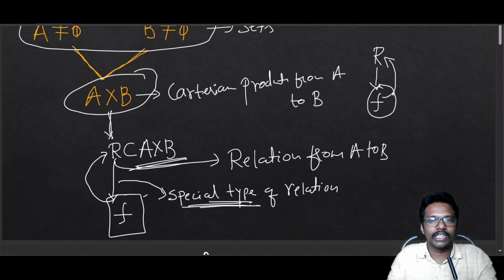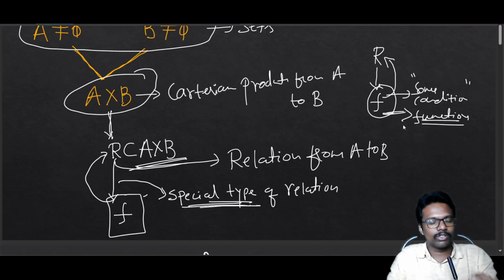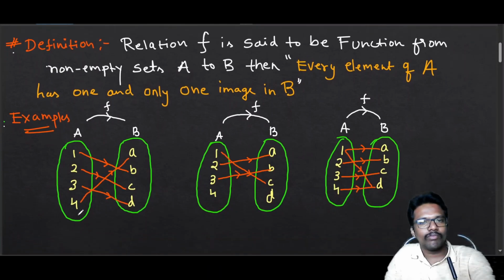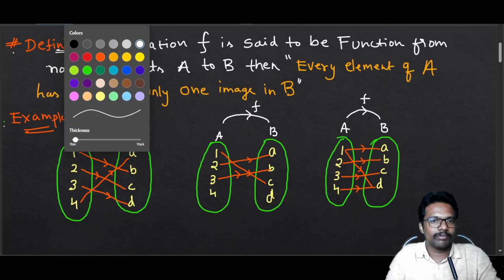If f is a relation and it satisfies some condition, then definitely we call it a function. Okay, so if we should call f a function, it first should be a relation and it should satisfy that some condition. Let's see what that condition is. Okay, so let's move to the definition part. So here is the definition of a function. So let's understand the definition of a function.